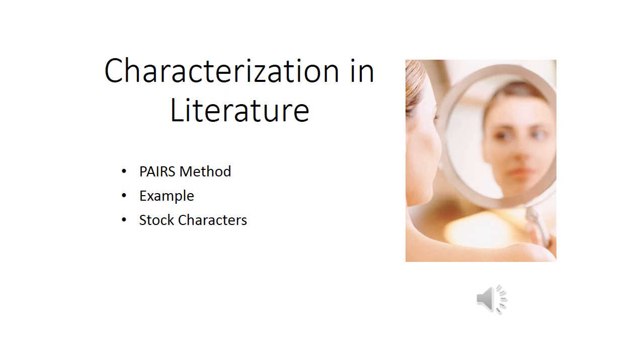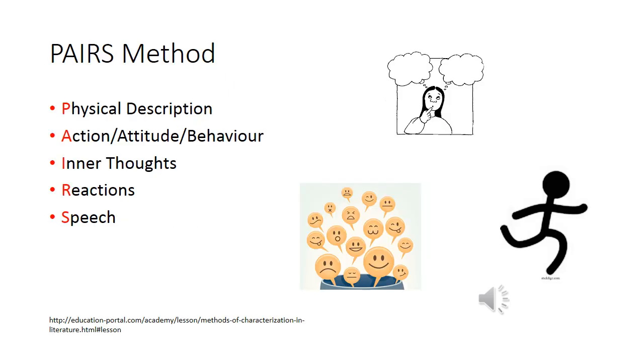This lesson will introduce the PAIRS method to analyze characters in text, give you an opportunity to practice with a short text, and then review stock characters used in stories, plays, and videos. It might be helpful to use the acronym PAIRS to help you recall the 5 methods of characterization: physical description, action, inner thoughts, reactions, and speech.